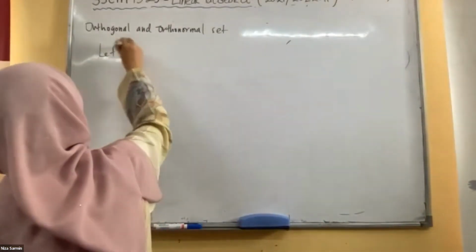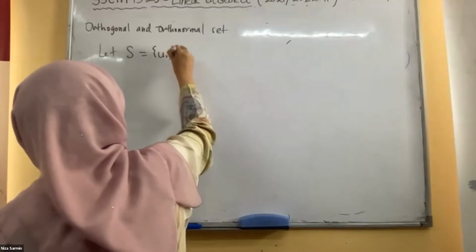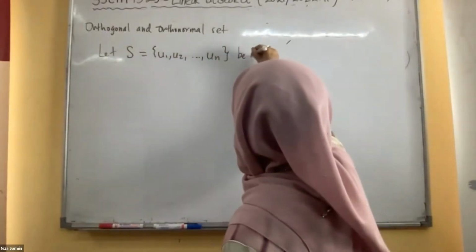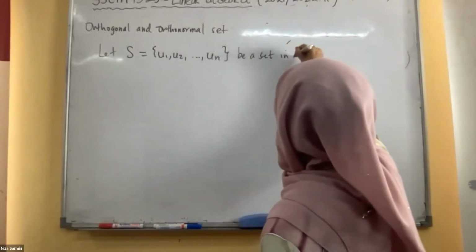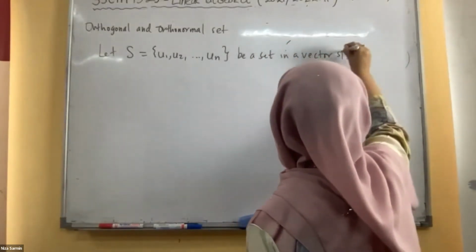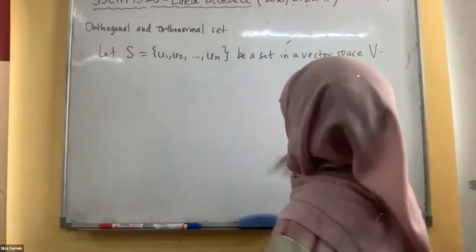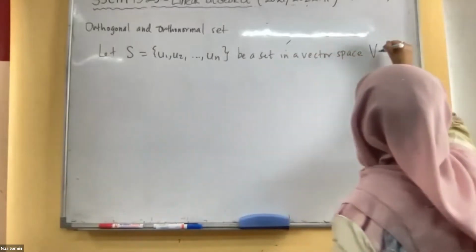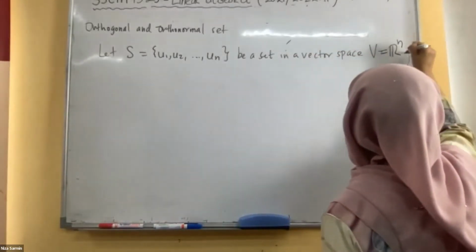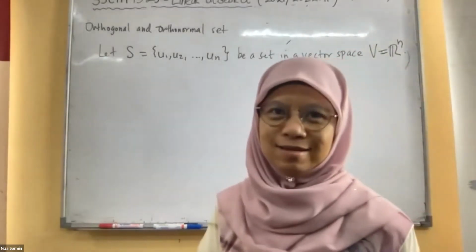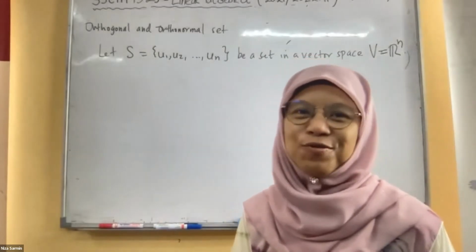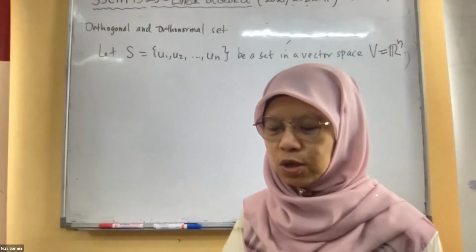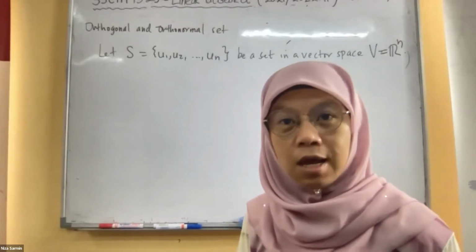Okay, so let S be {u1, u2, ..., un}, a set in a vector space V. And we restrict only to Rn. Okay, there's no matrix, there's no function, there's no polynomial. So this section is only for the vector space Rn.